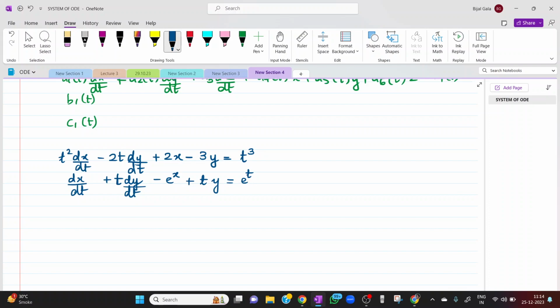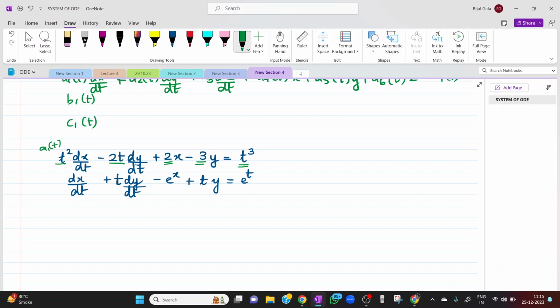Now over here, in this case, this is your A1, which is a function of t. This is your A2. This 2 is your A3, the constant. The minus 3 is your A4. This is a function of t, which is on the right hand side, and so on. I hope this is clear now. Is this okay? Yes. Fine. So this was an example.